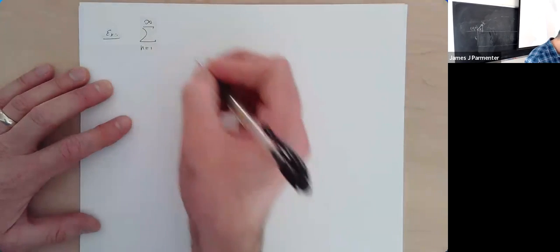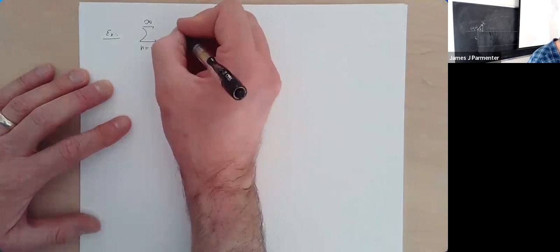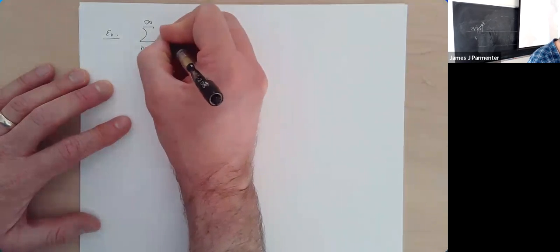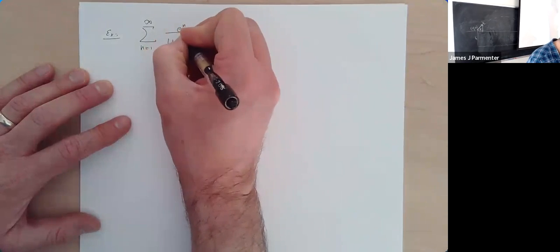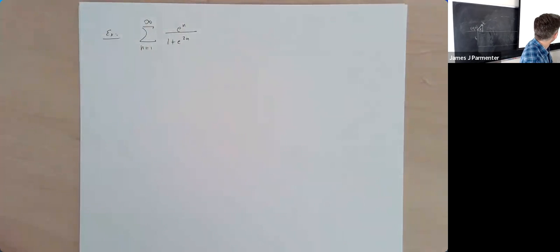So let's say we want to do the series, the sum from n equals 1 to infinity of e to the n over 1 plus e to the 2n. Okay. I would have no idea how to do, well, that's not true. We could probably come up with something else once we learn things. But currently, I don't see any good way to do this.